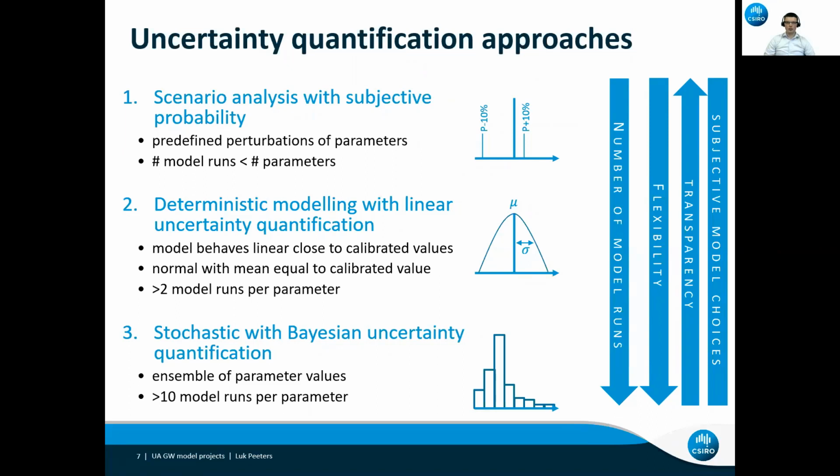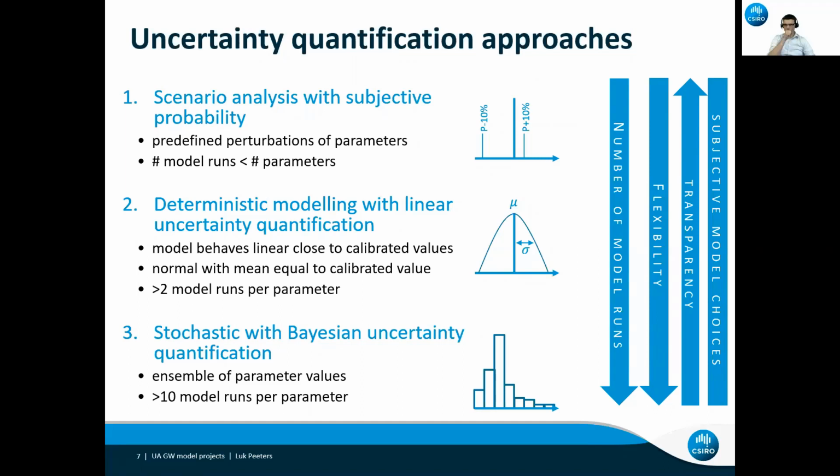So first of all is scenario analysis with subjective probability, which is pretty much what in traditional groundwater modeling exercises is referred to as sensitivity analysis. You take your calibrated model and you, one at a time, change one or two parameters with a predefined perturbation. So for instance, you increase a parameter by 10%, decrease it, and you discuss the results. The advantage is that it's a very straightforward approach. It's very easy to explain, and the number of model runs required is usually less than the number of parameters that you have in your model.